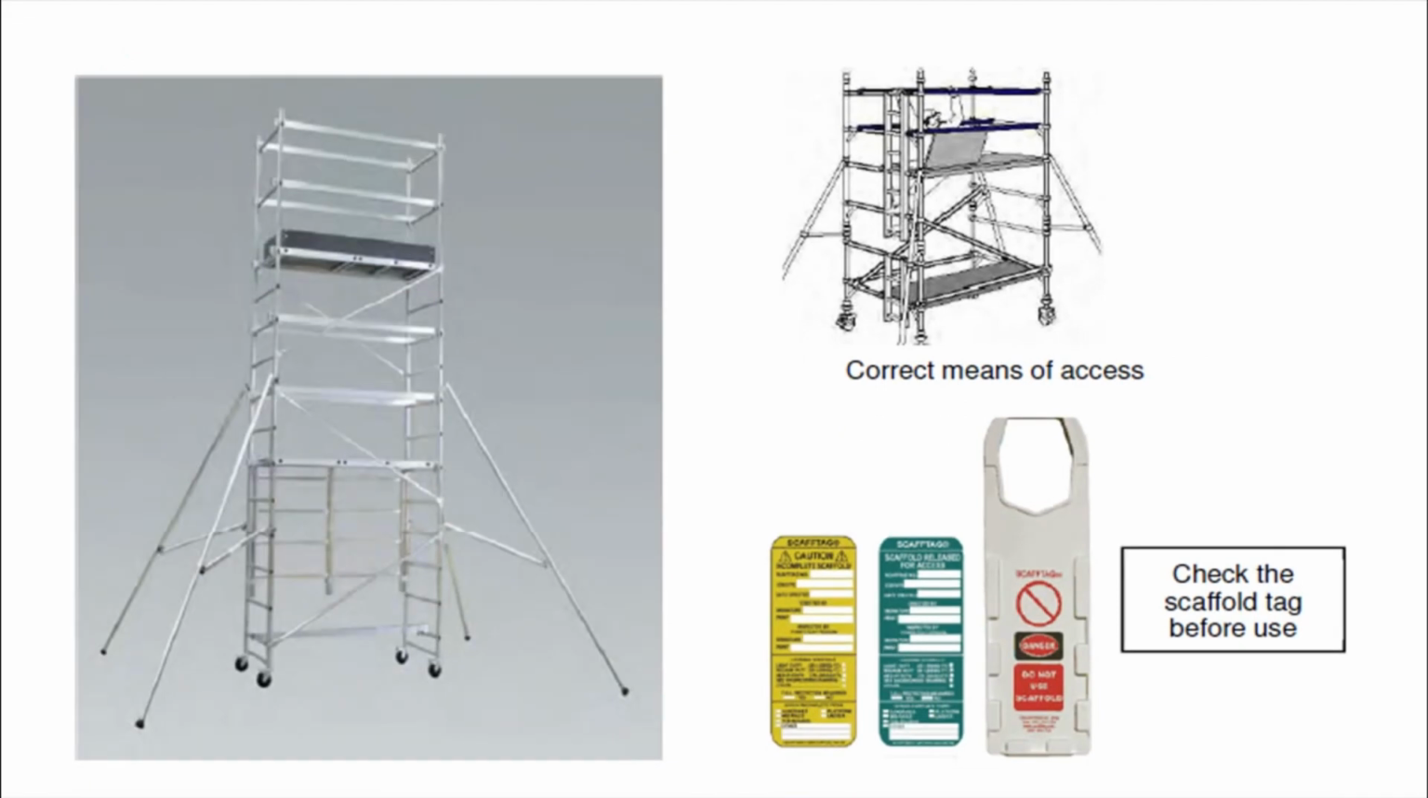So this is one example of the mobile scaffolding with outrigger. As you can see, there is outrigger to gain extra length of the base to make the scaffold more stable than without outrigger. And there are caster wheels as well. So there is a correct means of access. If the access is attached on the scaffold, make sure that the people are climbing up inside of the scaffold.